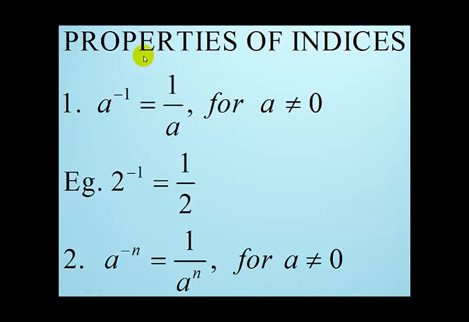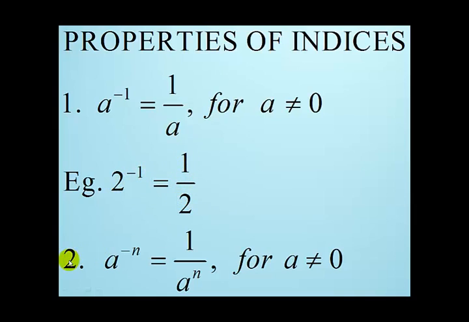Now let's look at the properties of indices. Property 1: a raised to the power minus 1 is equal to the reciprocal of the number. That is, a raised to the power minus 1 is equal to 1 over a, for a is not equal to 0. Example, 2 raised to the power minus 1 is equal to 1 over 2, because the number is 2. So 2 exponent minus 1 is the reciprocal. That is 1 over the number. So 1 over 2.